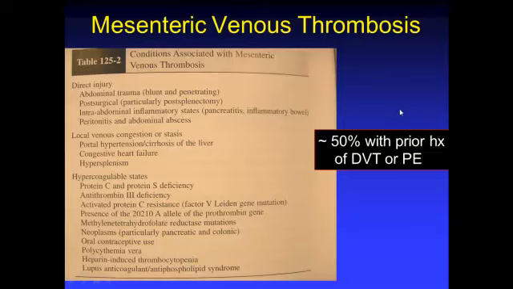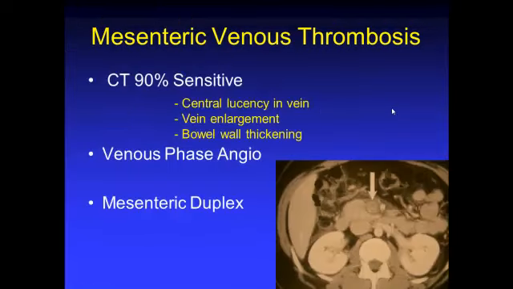Approximately 50% of these patients will be patients that have demonstrated a prior propensity to clotting by having a DVT or even a PE. CT is pretty good for this, not necessarily always directly seeing it in the vasculature, but certainly the bowel changes that you see. But even sometimes you can see a central lucency or enlargement of the superior mesenteric vein. But more commonly, what you'll see is the secondary issue of bowel wall thickening. We used to see it on venous phase angio. That's less commonly done now. Mesenteric duplex can sometimes pick this up as well.